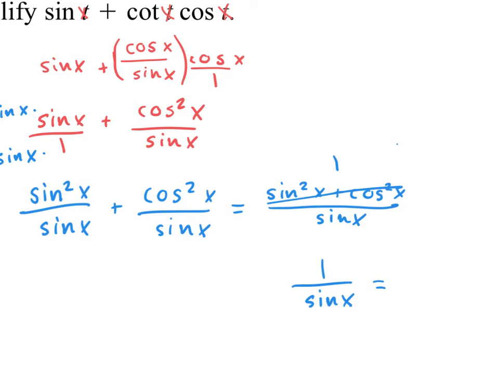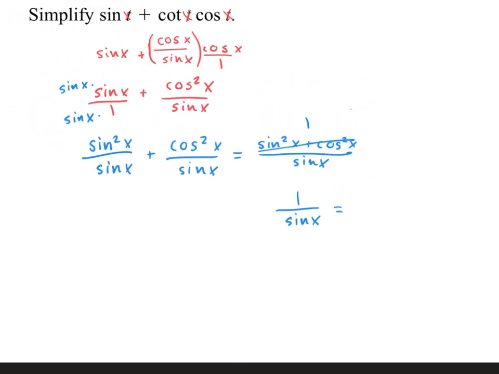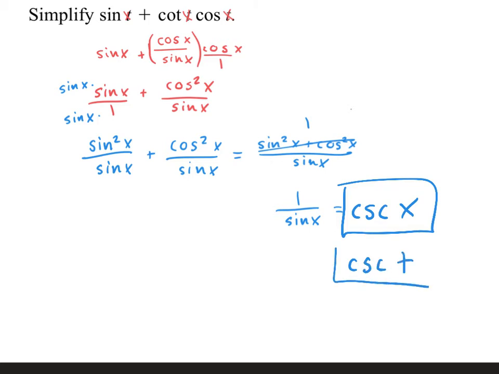Let's go back to our identity sheet. So what's our answer here? What's 1 over sine? Would it be cos- Cosecant, yes. So cosecant x. Or if we wanted to, we could change it back to cosecant t, since our answer is given in t, but the variable at the end doesn't really matter.